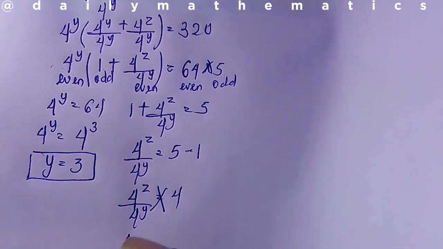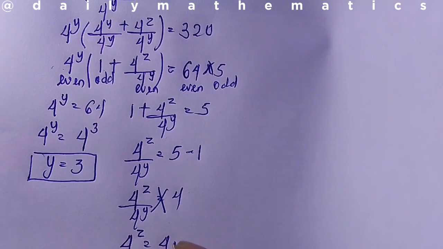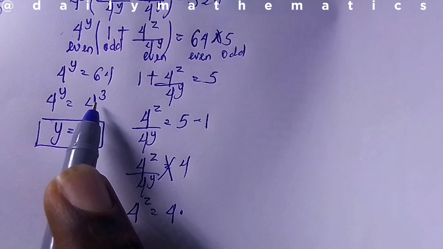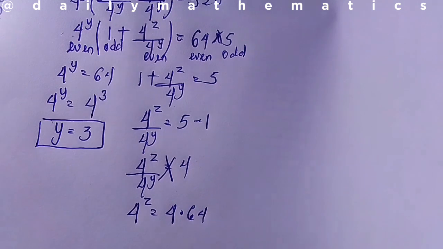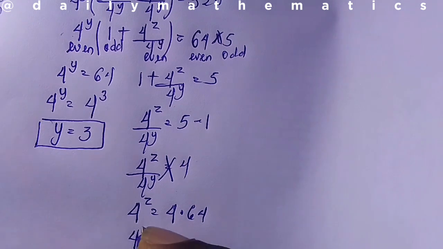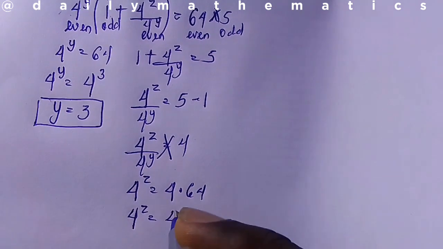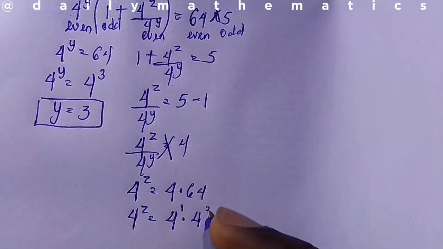After cross multiplying we have 4 raised to the power of z equals 4 times 4 raised to the power of y. 4 raised to the power of y here equals 4 raised to the power of 3, and 4 raised to the power of 3 is 64. So 4 raised to the power of z equals 4 times 64, right? So from here what do we have? We have 4 raised to the power of z equals, now this is 4 raised to the power of 1 times 64 is 4 raised to the power of 3, right?